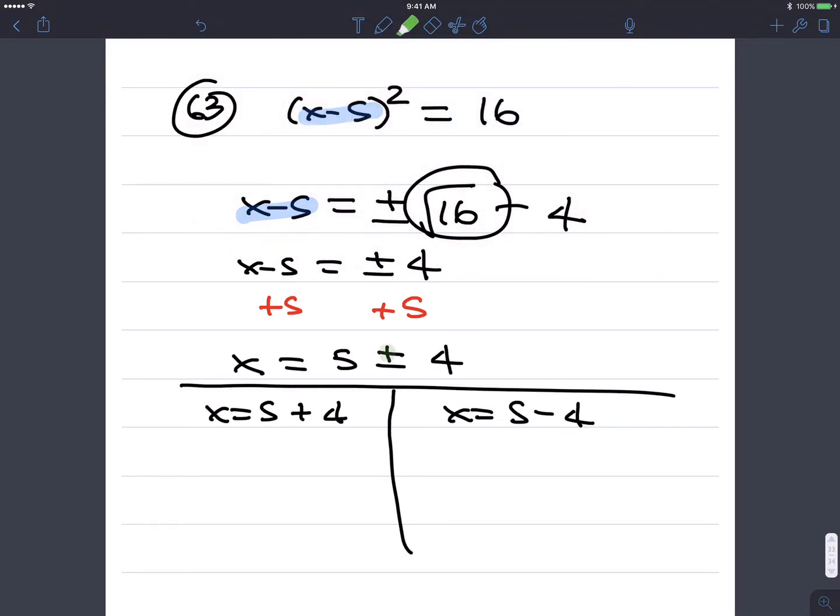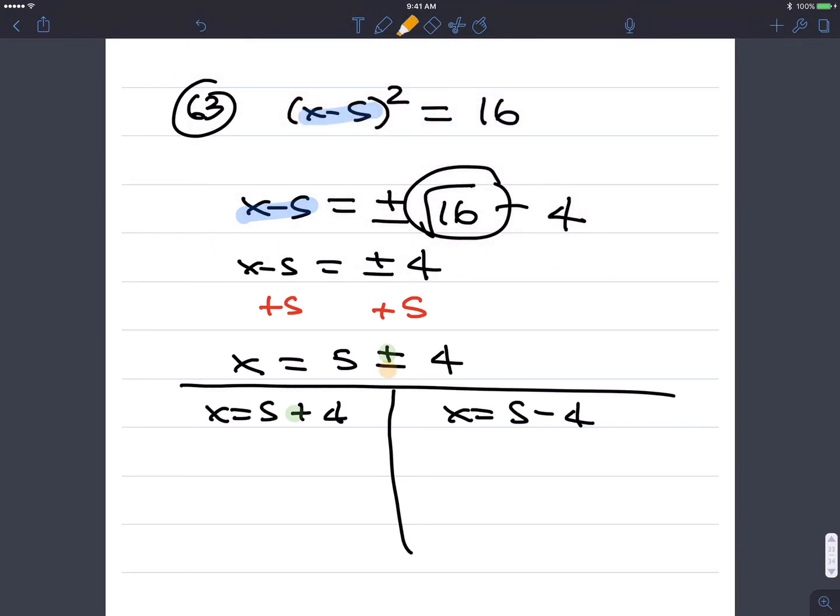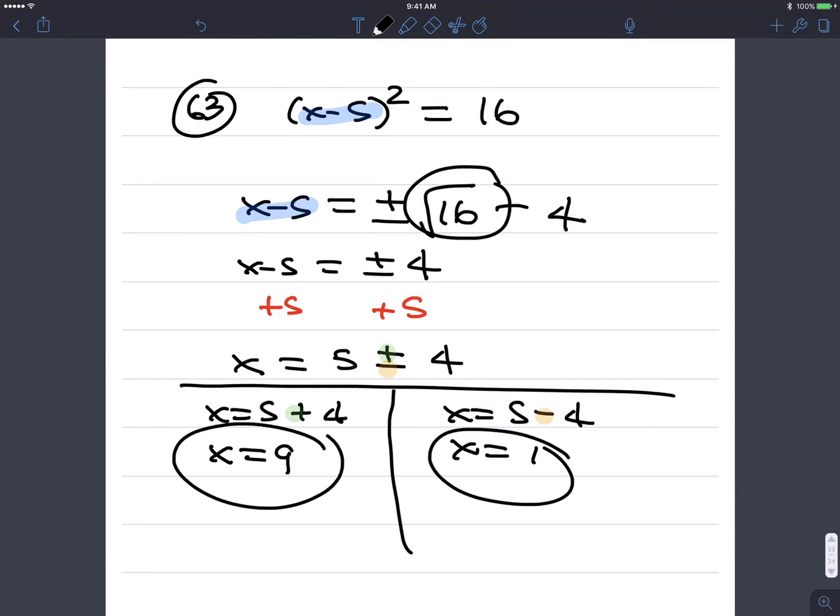Again, plus, plus, minus, and minus. In one case you add, in the other case you subtract. So the solutions here are going to be 9, 1. That's number 63.